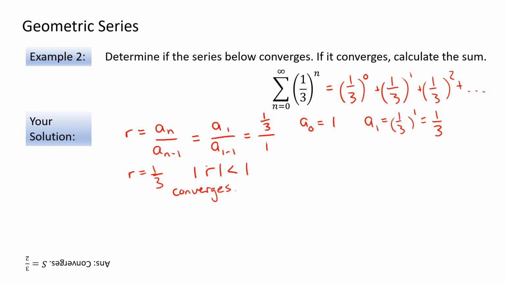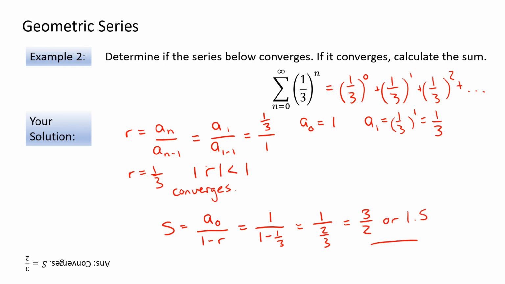Okay, so since it converges, we can calculate the sum. So the sum, in this case, remember, is our first term, which is a 0, divided by 1 minus our ratio. So our first term, a to 0, is 1, and it's divided by 1 minus our ratio, which is 1 over 3. So we end up with 1 divided by 2/3, which comes out to 3 over 2, or 1.5. Okay? So you can see the difference in this test is we aren't calculating a bunch of partial sums this time, right? We're figuring out whether it converges much faster.